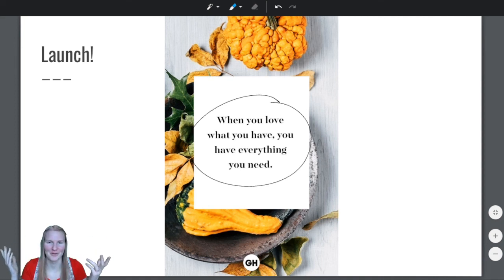And that doesn't just go for relationships, right? That goes for anything. That goes for the phone that you have. It goes for the home that you're living in. It goes with the friend group that you're a part of. It goes with anything. If you love what you have, you'll be content. You'll have everything you need. So, that is my launch for you today. Take it with you as you go throughout your day.